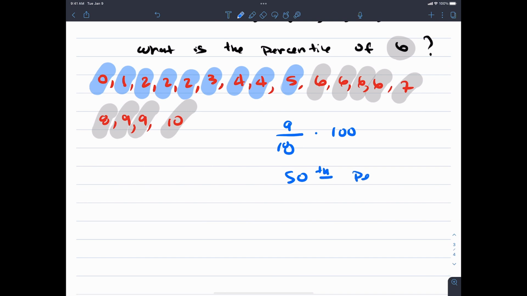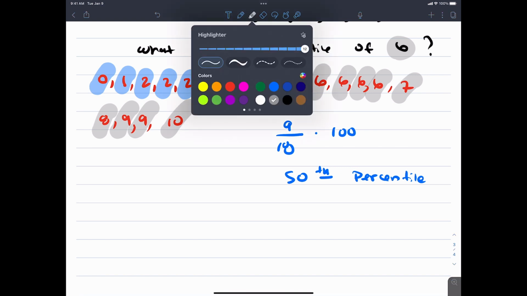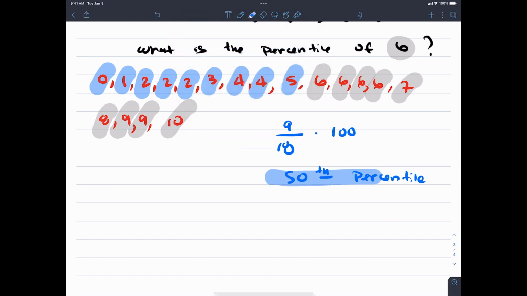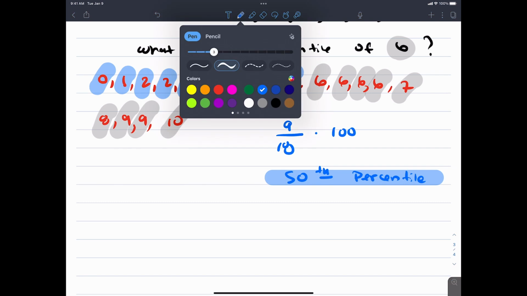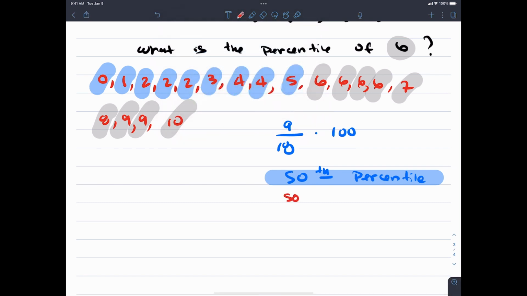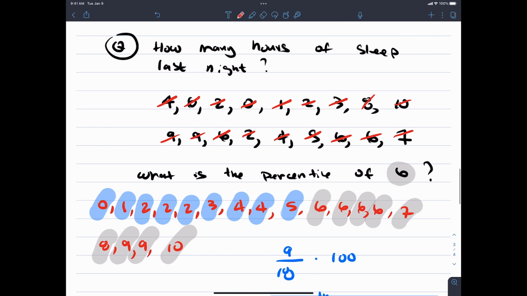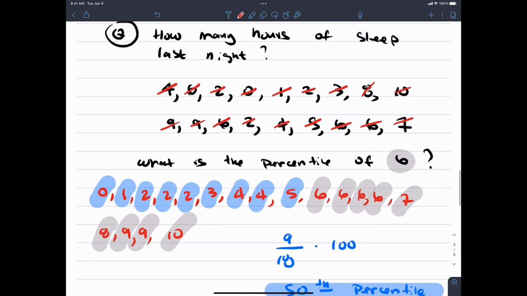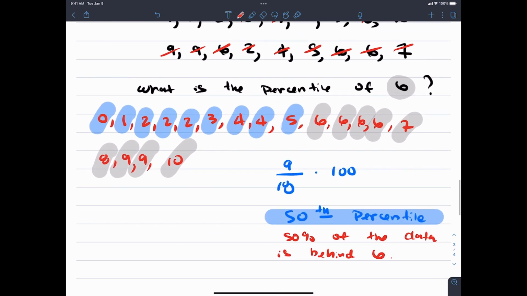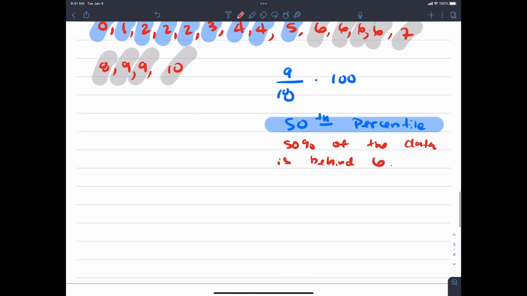So you guys are right. This is the 50th percentile. And that's an important percentile. What do we mean by that? That means 50% of the data is behind 6. So this is doing it by hand, and we've seen how to do that by TI. So you pick your poison.